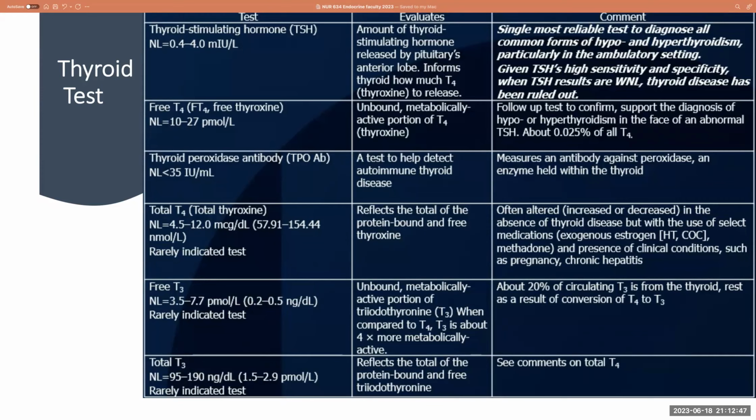The one other one you will use some is the thyroid peroxidase antibody, or TPO. This is when you're looking for autoimmune thyroid disease. It measures the antibody against peroxidase, which is an enzyme held within the thyroid. So that can be your test for autoimmune disease.